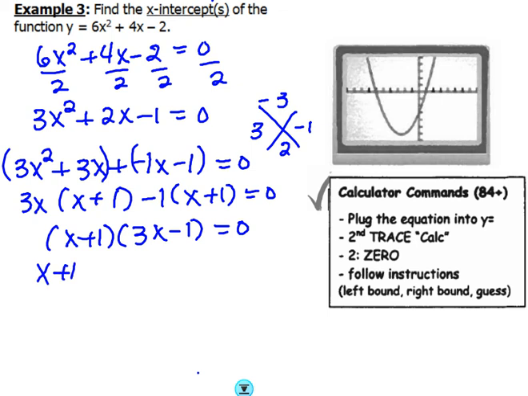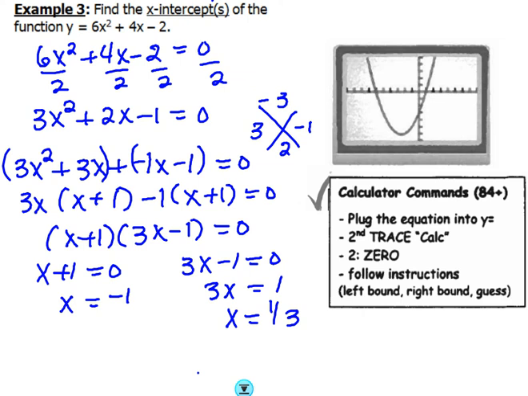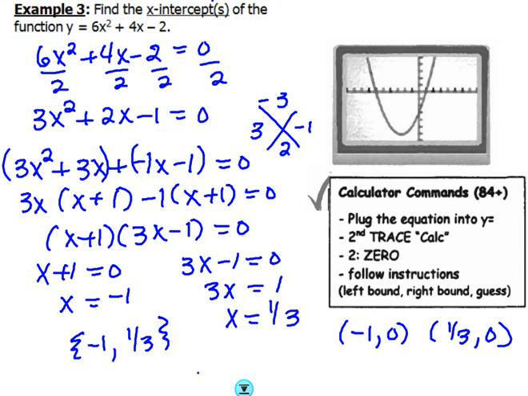Set each factor equal to 0. So x equals negative 1, and x equals 1/3. So my solution set is negative 1, 1/3. But this asks for intercepts, so intercepts have to be points. So (negative 1, 0) and (1/3, 0). So notice this is not the equation of the function that we just solved. That's just a picture.